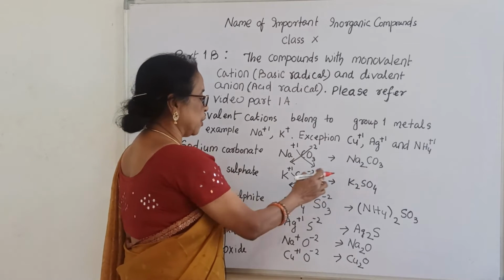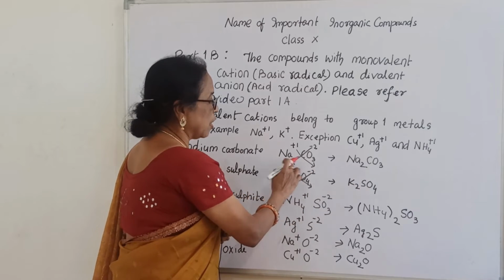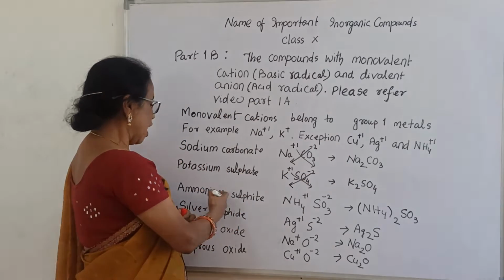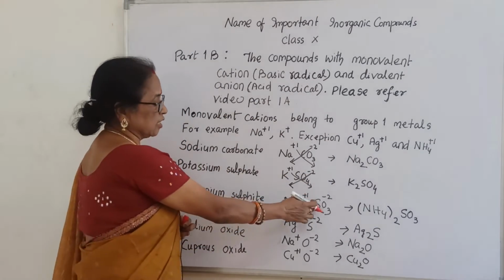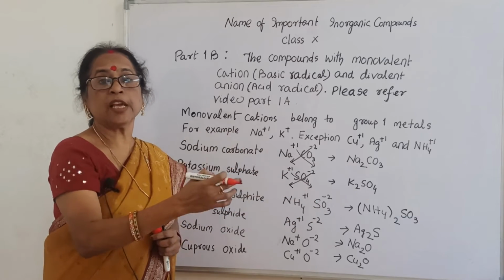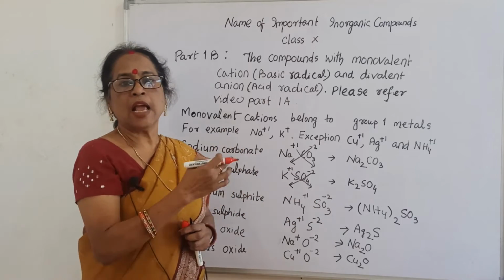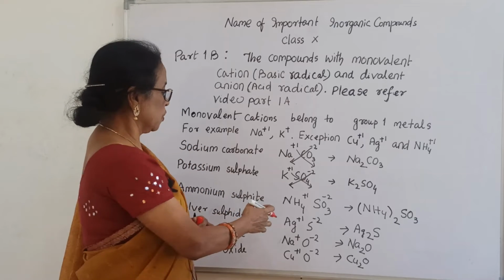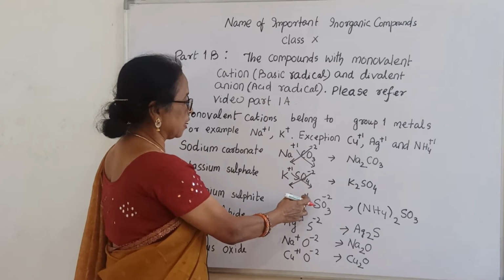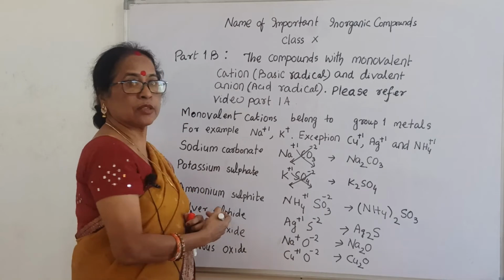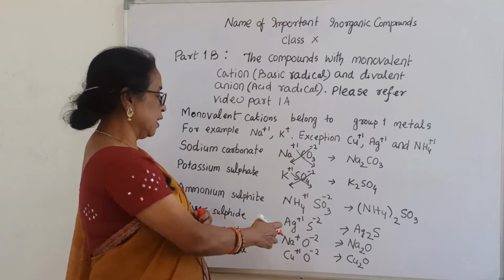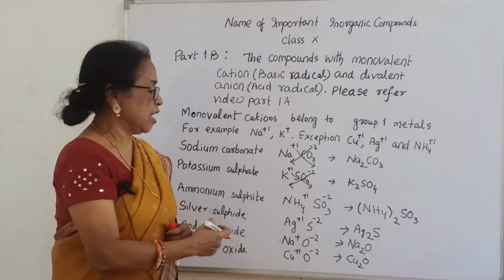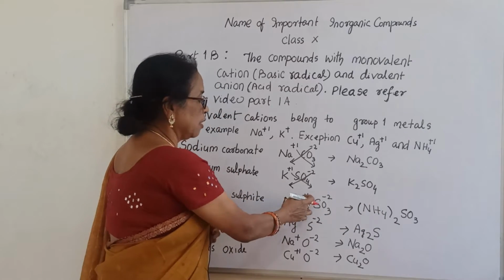So here K2, because the 2 will come here and 1 here. That means the formula is K2SO4. Ammonium sulfide. SO3 minus 2 is sulfite, SO4 minus 2 is sulfate. So here NH4 plus 1, and the sulfide, and then what is the name here? Ammonium sulfide. The 2 comes here, 1 will come here.